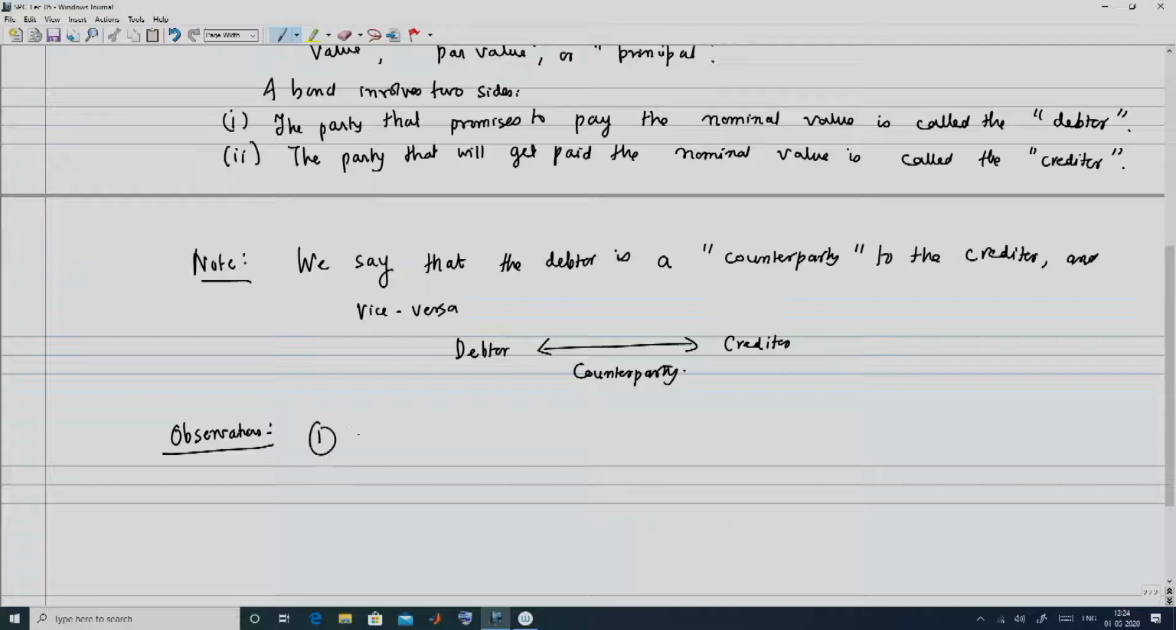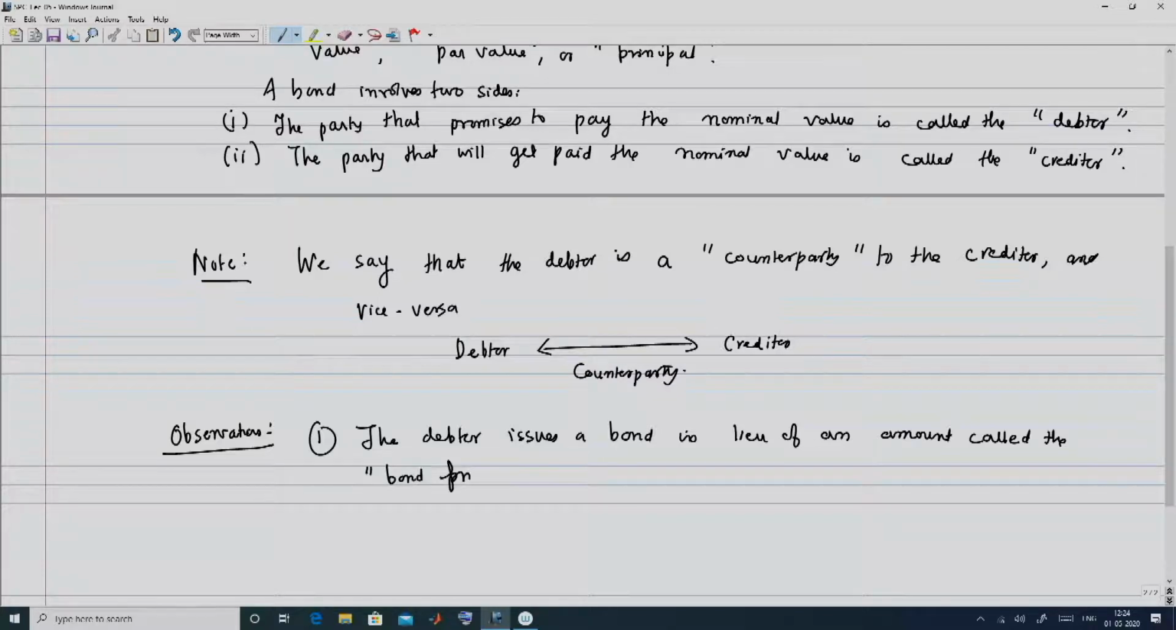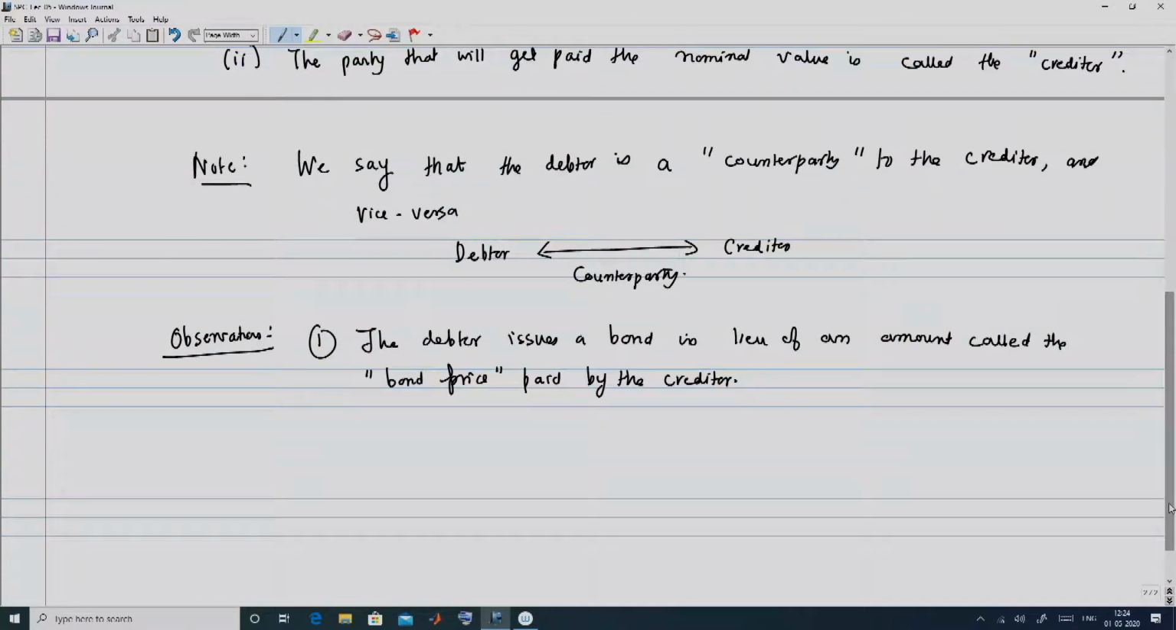Now we make some observations and also introduce a few more terminologies. The first thing is that the debtor issues a bond in lieu of an amount called the bond price, which is paid by the creditor. So, we have now defined the bond price, that is basically the amount of money that exchanges hands at the initial time.